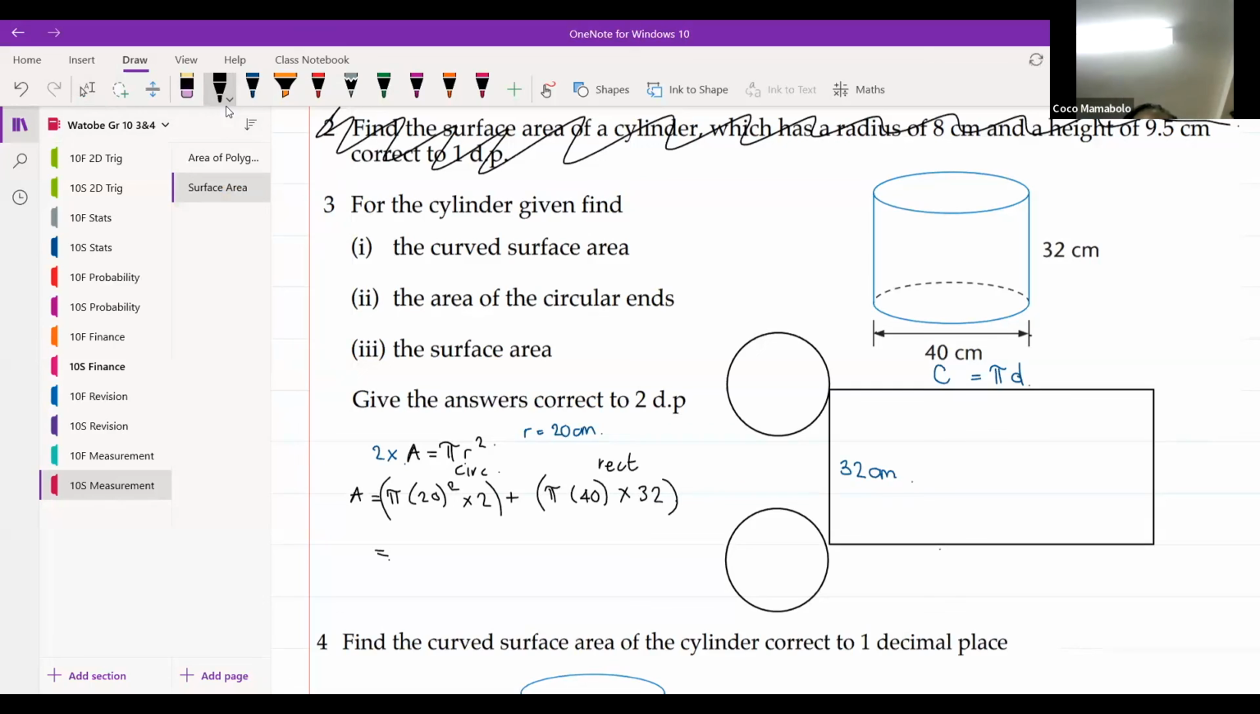Give me an answer, guys, because I do not have a calculator where I'm sitting. Thank you, Funzo. Funzo to the rescue, always. Thank you.